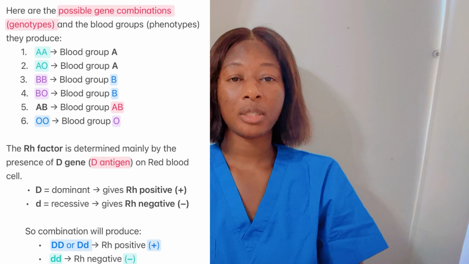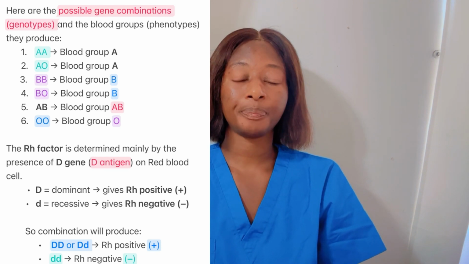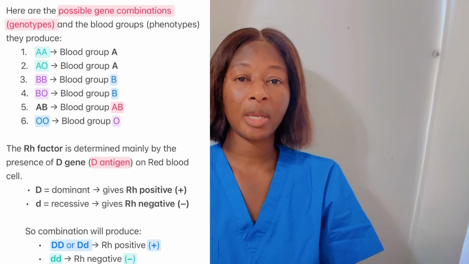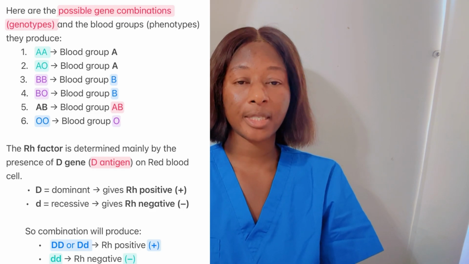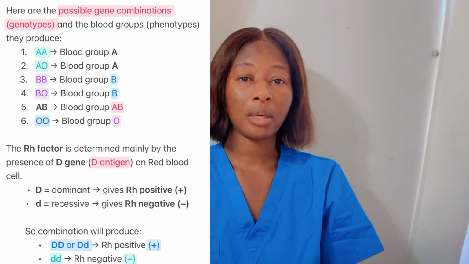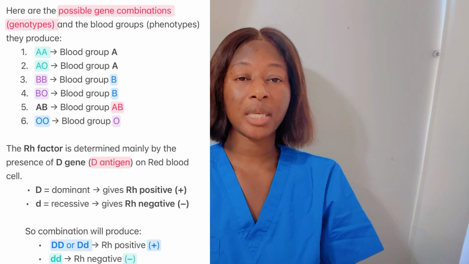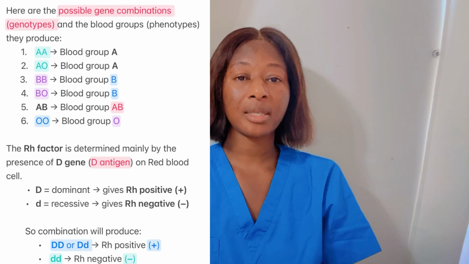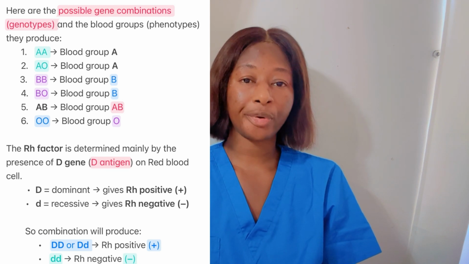Let's understand how determination of the Rh factor is done. In my previous video, I explained that there is an antigen known as the D antigen on the red blood cell surface. Its presence makes a blood group positive and its absence makes a blood group negative. For the sake of this video, I represent its presence as capital D and its absence as small d. So when I do some examples later, I will represent it as capital D when it is present, and small d when it is absent or recessive.